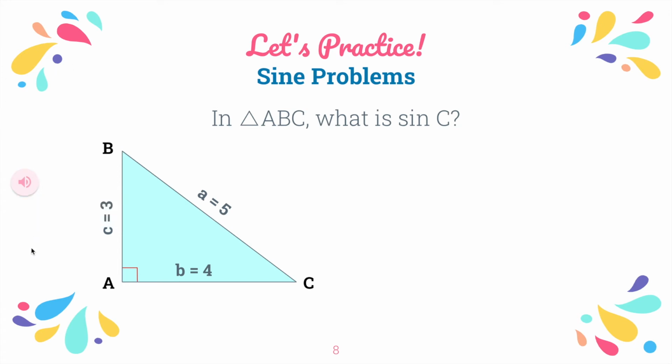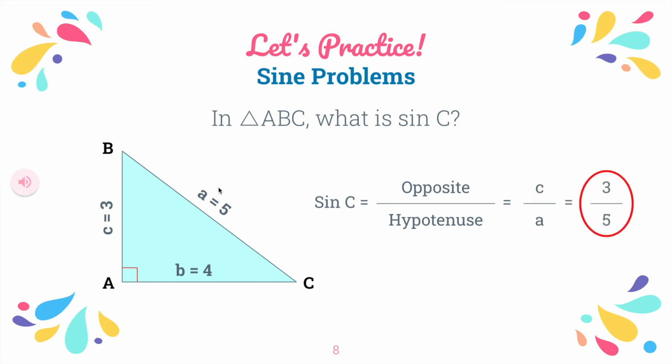Let's practice with a sine problem. In triangle ABC, what is sine of angle C? We know that the sine of an angle is its opposite side divided by the hypotenuse of the triangle. The opposite side of angle C is side c, and the hypotenuse is side a, which gives us c divided by a. If we plug in the values for c and a, we get that sine C is equal to 3/5.